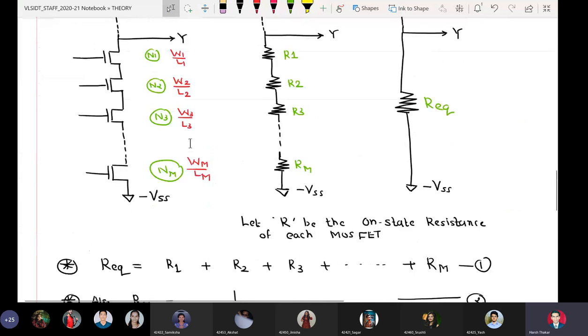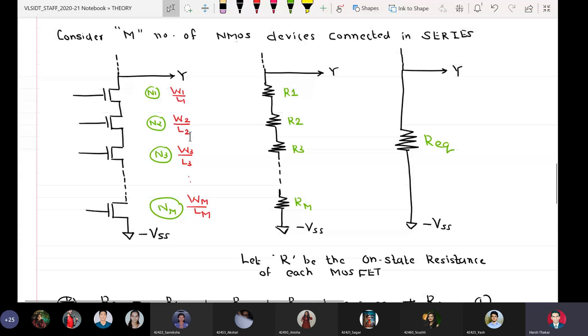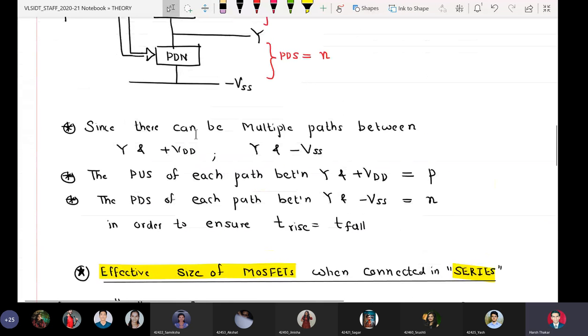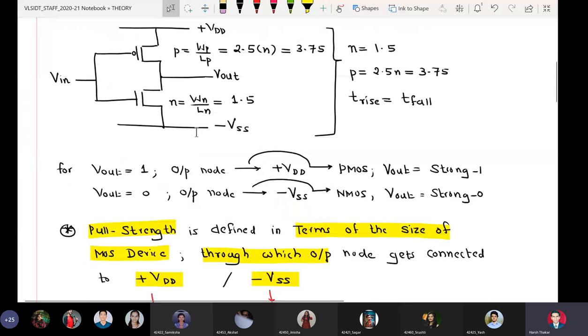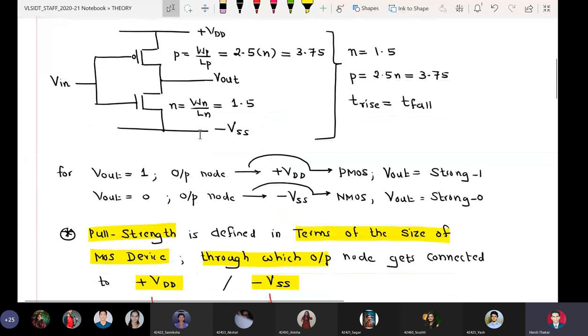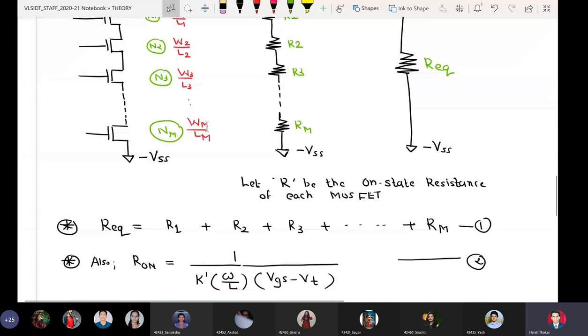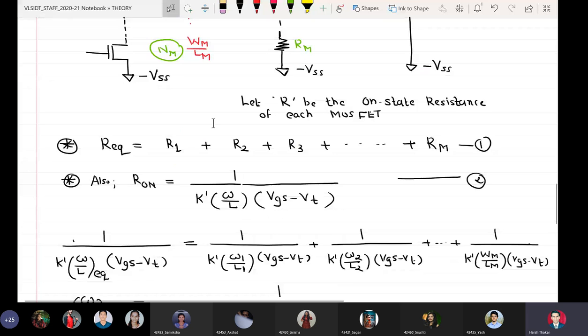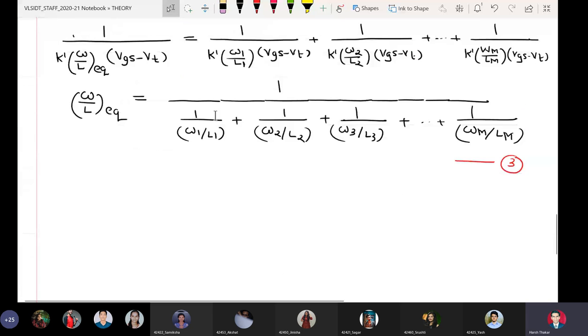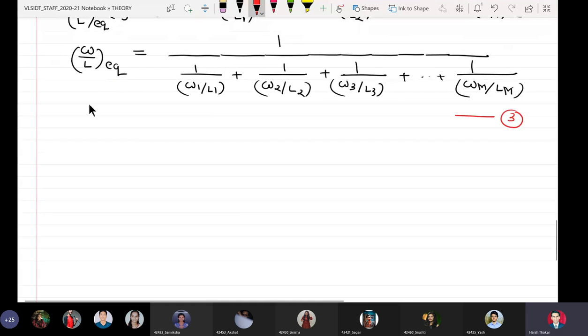That means what? The W by L ratio of this series connection should be the same as the W by L ratio of the CMOS inverter. And the W by L ratio of the CMOS inverter to have rise time equal to fall time is equal to n. That means even if we connect M number of NMOS devices in series in the pull down network, the equivalent or the effective W by L ratio of this series combination should be equal to small n. That is why I write a comment here that W by L equivalent should be equal to n. So we say that the W by L ratio of the series combination should be equal to n.